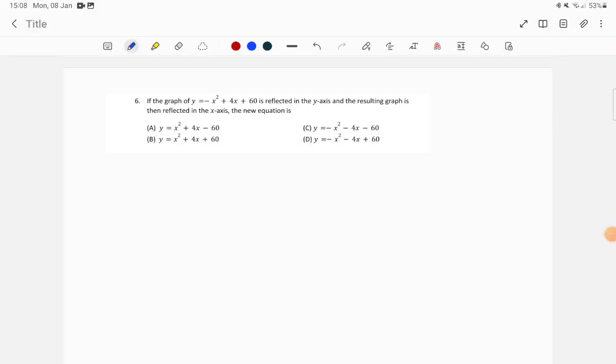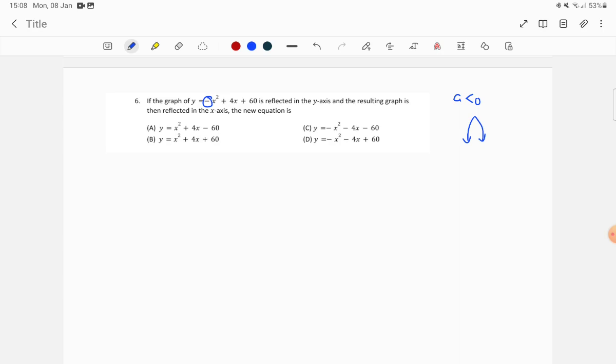The graph of y equals minus x squared plus 4x plus 60 is reflected in the y-axis, and the resulting graph is then reflected in the x-axis. The new equation is what? So firstly, your first indication here is that this is a negative parabola where a is less than 0, so that is a frowny face parabola. And firstly, the first step would be to reflect this graph along or in the y-axis.